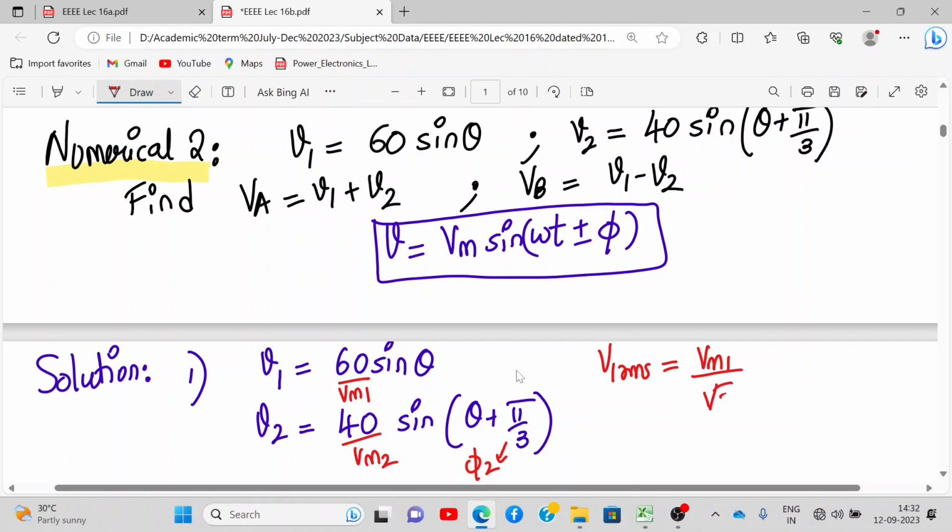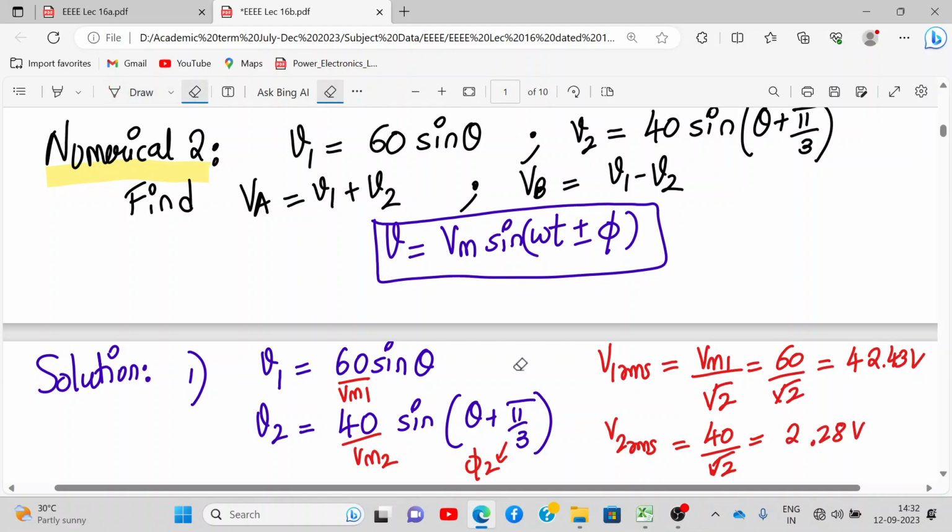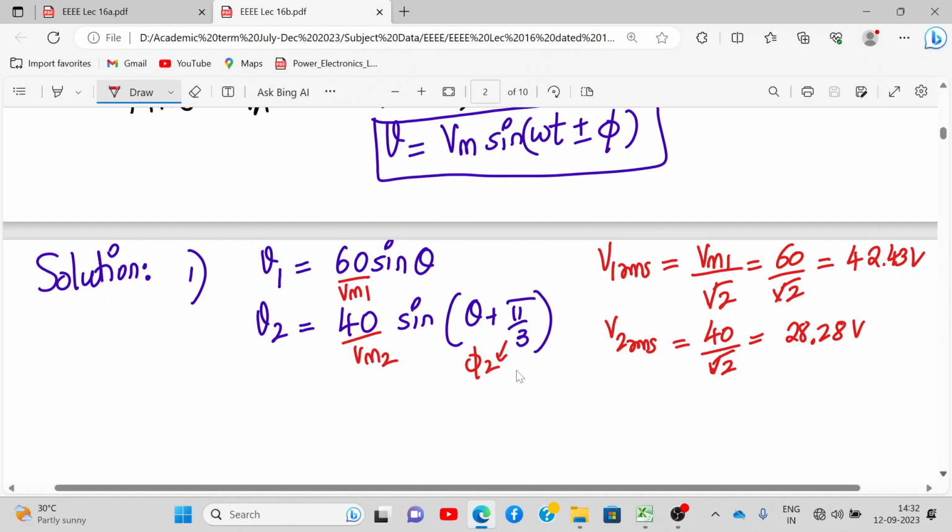Now tell me, what is V1 RMS? VM1 divided by root 2. That is 60 by root 2. How much? 42.43. V2 RMS is 40 divided by root 2. That is VM2, right? That is 28.28. Please calculate, check with your own calculators. Don't just sit here and write the answers.